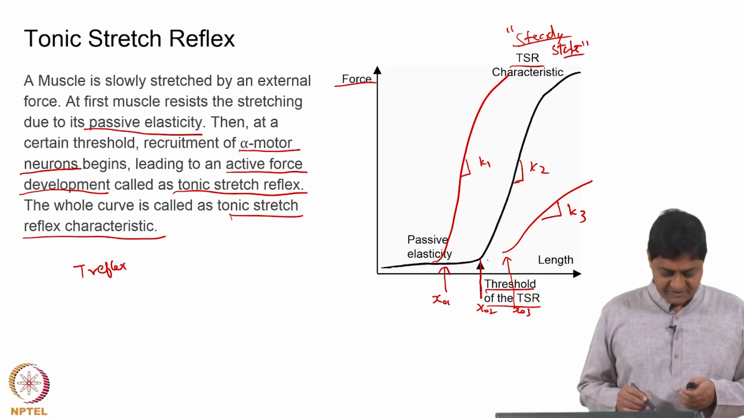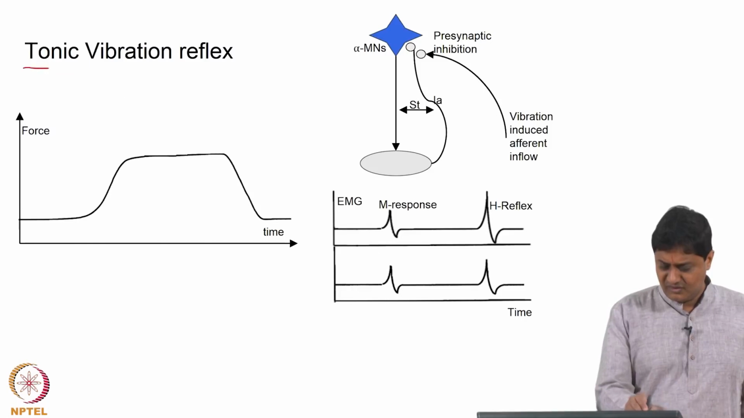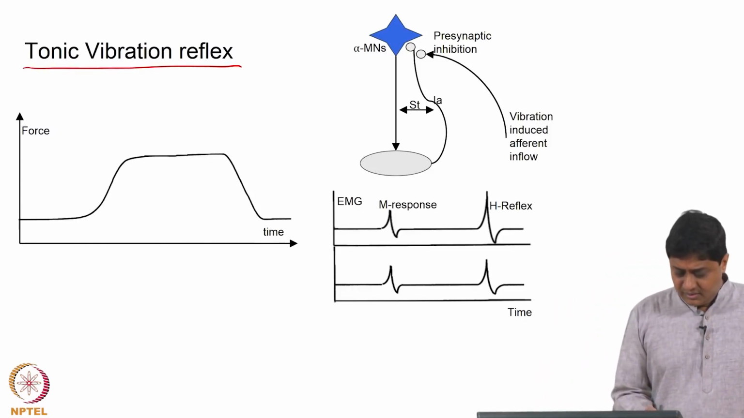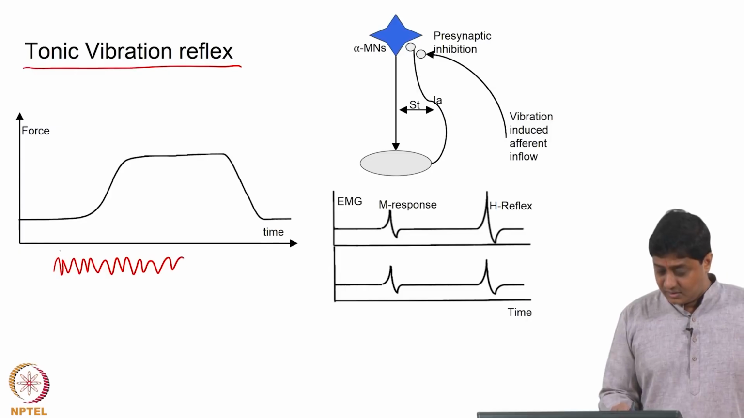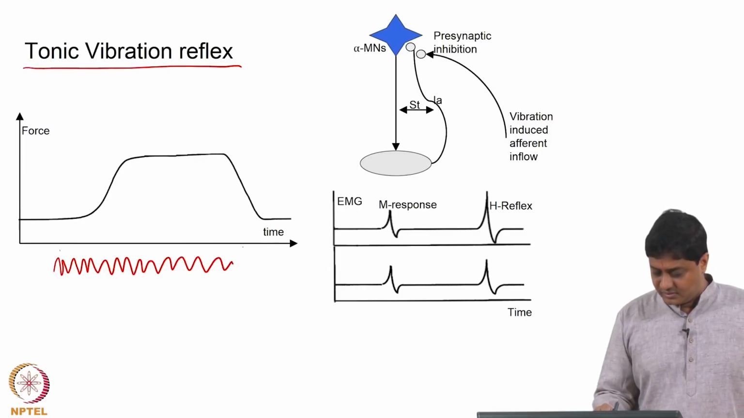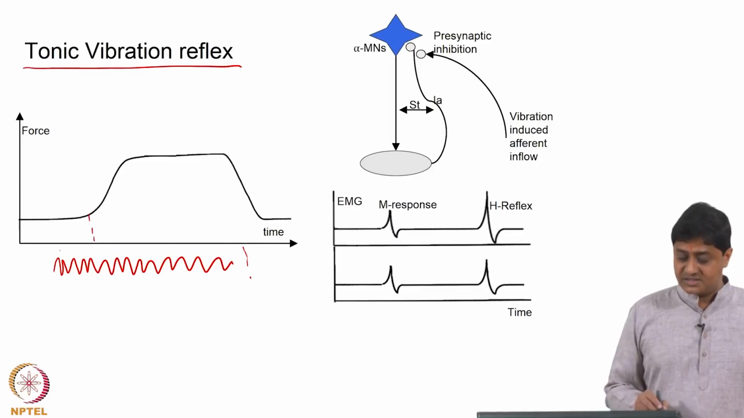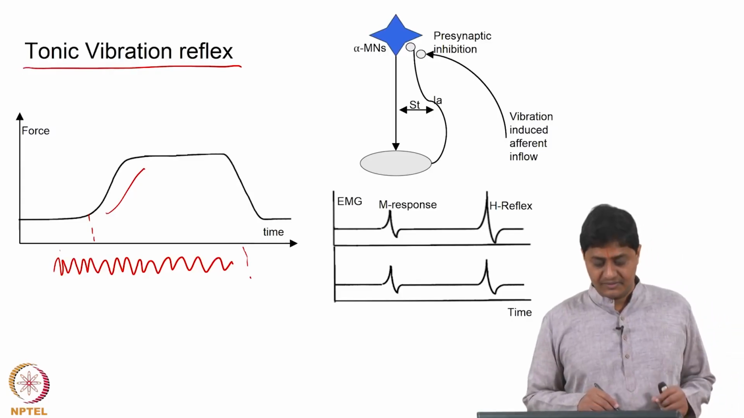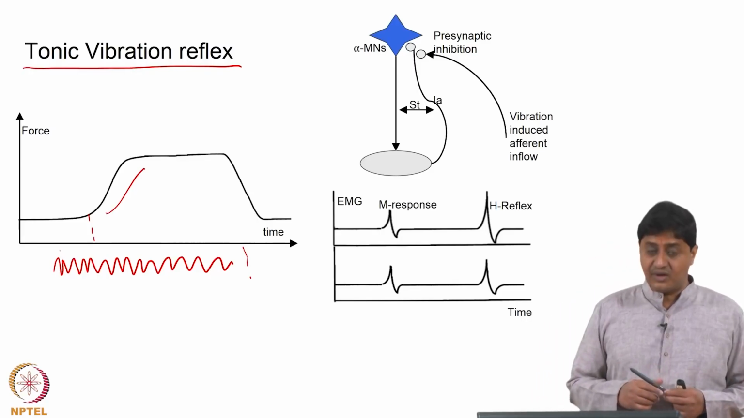So, that is one. This is the tonic stretch reflex. The other case is the case of tonic vibration reflex. Now, in this case, suppose I am performing a vibration, okay, and I remove it here. So, this vibration causes a change in the force level that is produced by the muscle. Now, why does this happen?